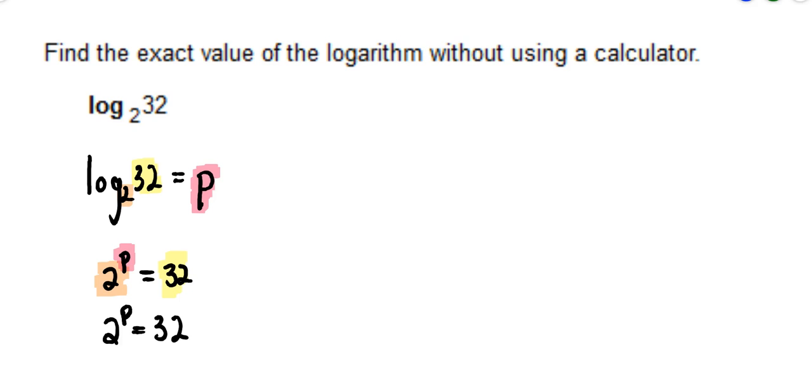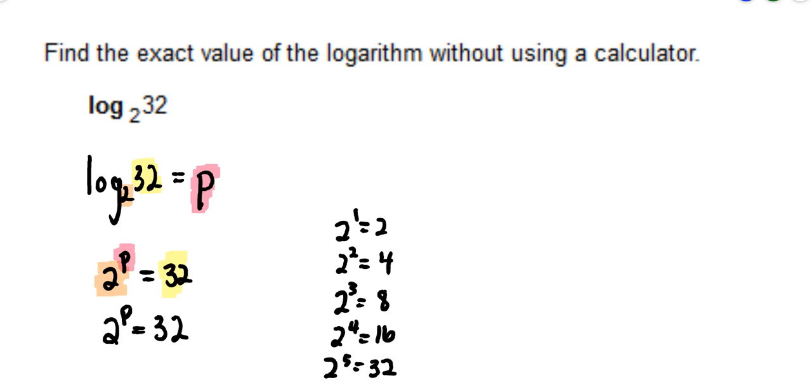So I know that 2 to the first power is 2, 2 to the second power is 4. 2 to the third power is 8, 2 to the fourth power is 16, and 2 to the fifth power is 32. So that must mean that p equals 5. And now that I know that p equals 5, I know that my expression log base 2 of 32 equals 5.